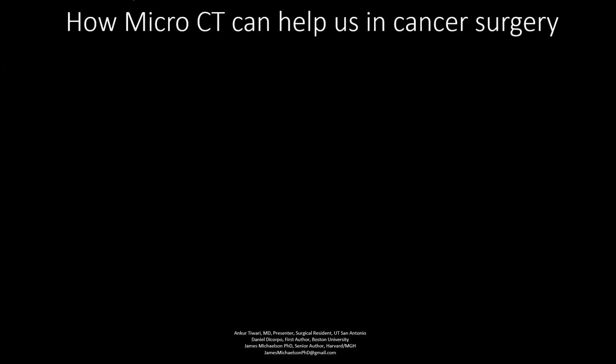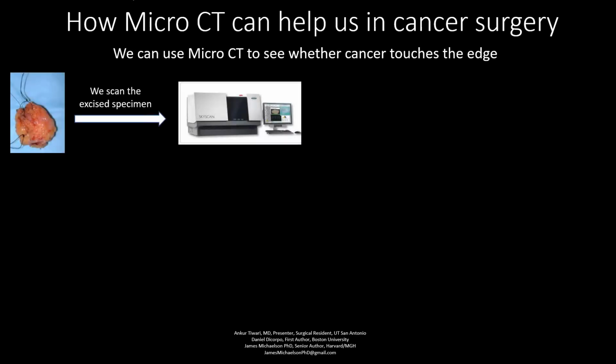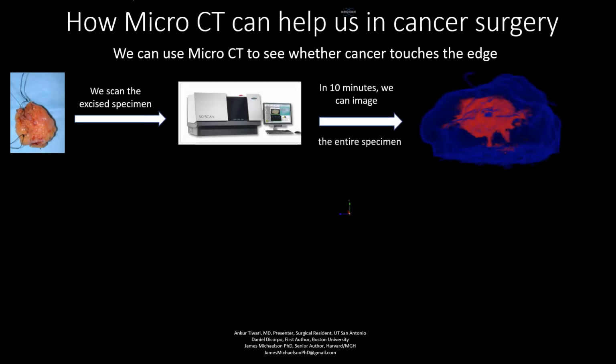How can micro-CT help us in cancer surgery? We can use micro-CT to see whether cancer touches the edge. We scan the excised specimen, and in 10 minutes we can image the entire specimen.